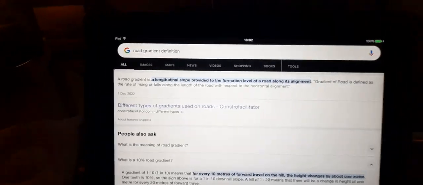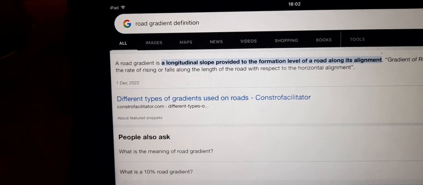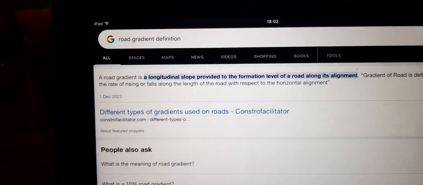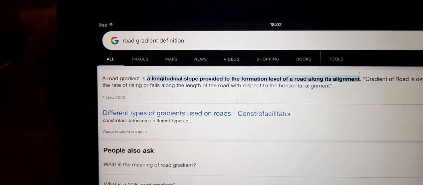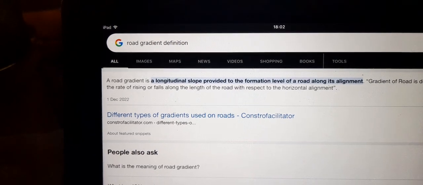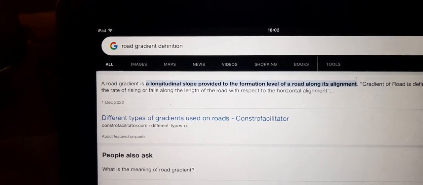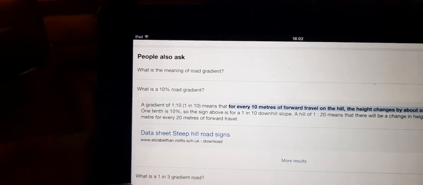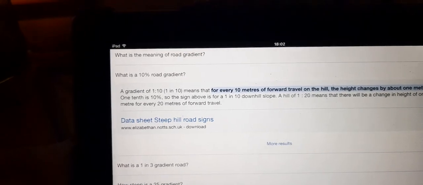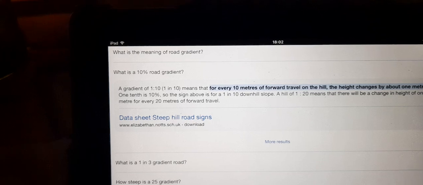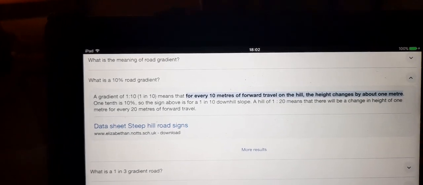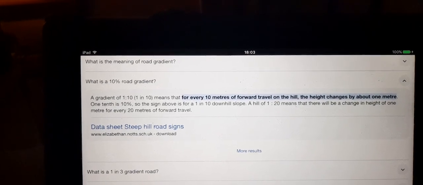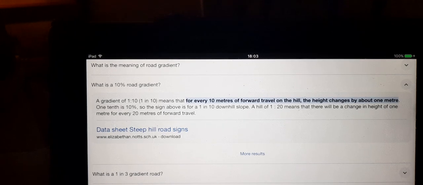So let's have a look at road gradients and what it says here. A road gradient is a longitudinal slope provided to the formation level of a road along its alignment. Gradient of road is defined as the rate of rising or falls along the length of the road with respect to the horizontal alignment. And here is a nice little example. What is a 10% road gradient? That would mean that for every 10 meters of forward travel on the hill, the height changes by about 1 meter. 1/10 is 10%, so the sign above is for a 1 in 10 downhill slope.